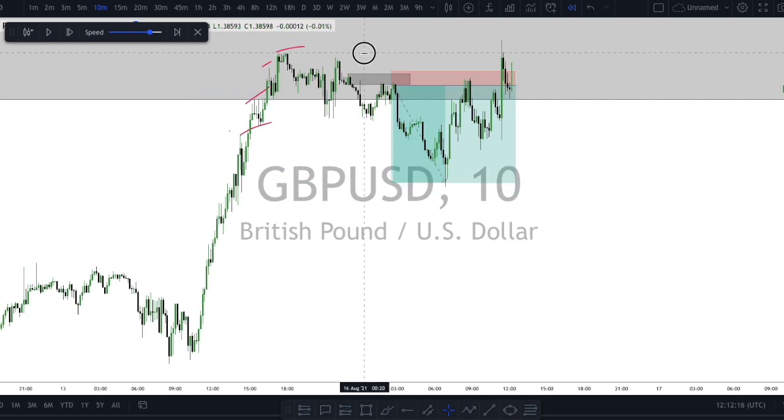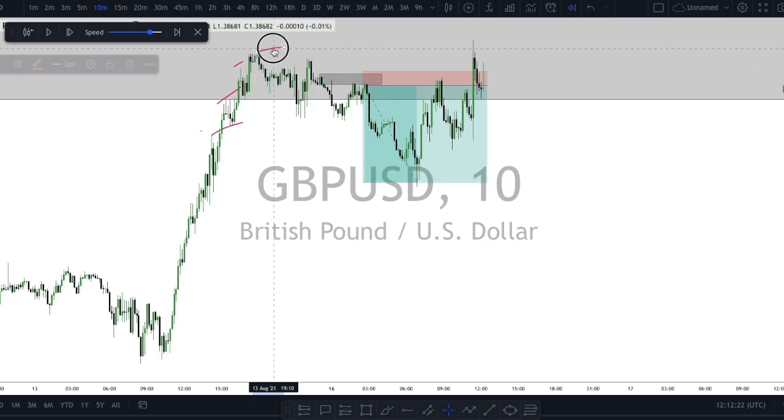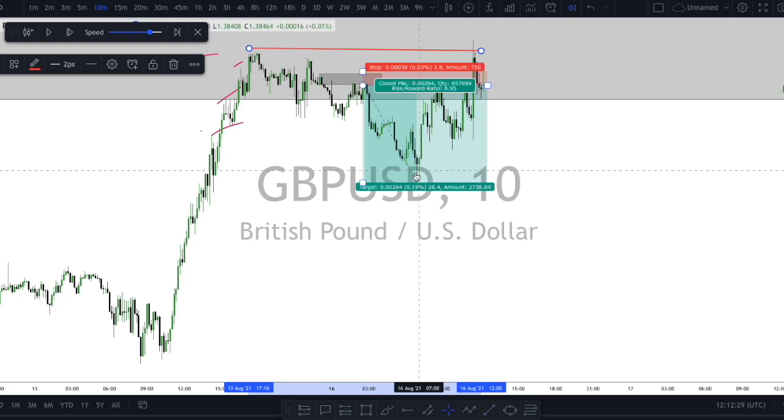So price broke this high. By the time price broke this high, this is a significant liquidity zone that we can now see on this trade. Now it is a significant liquidity zone. Price took out this liquidity zone. Very, very important.